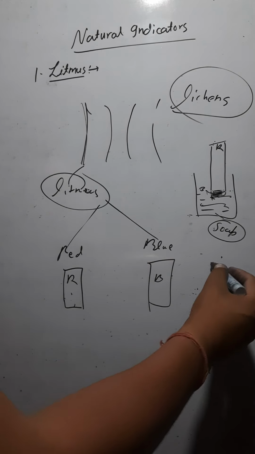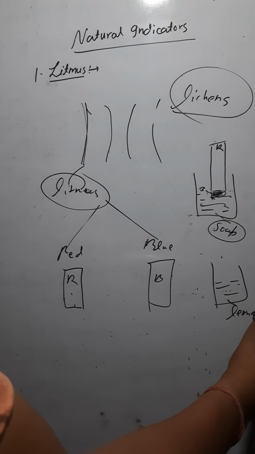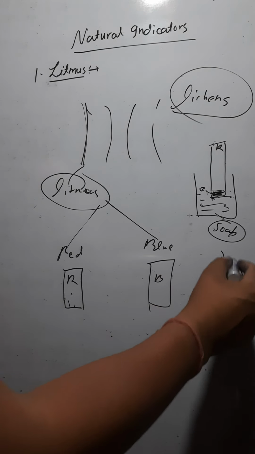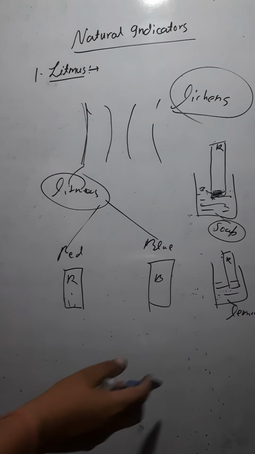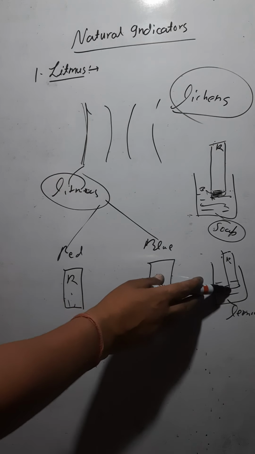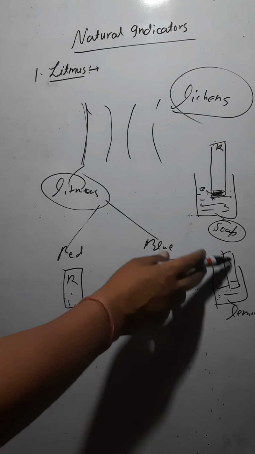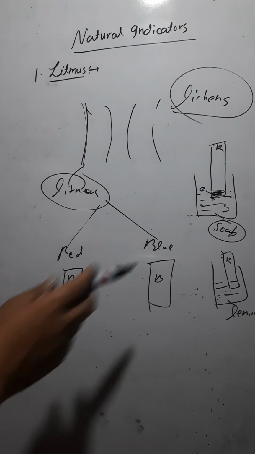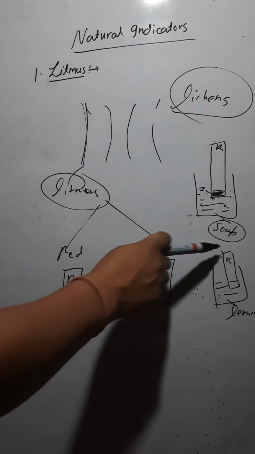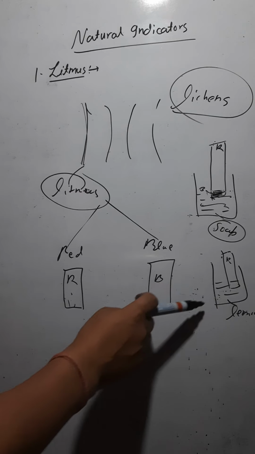But now if you have an acidic solution, let's say lemon water. Lemon contains acid. Now again you dip this red litmus paper here. Now what would happen? Nothing would happen. This red litmus paper would remain red. The part inside the lemon water would still remain red. This indicates that the lemon water contains acid. So red litmus paper would remain red in the lemon solution, which is acid.